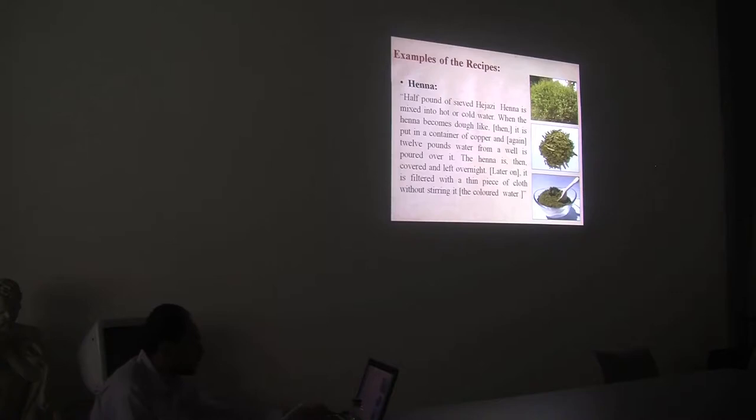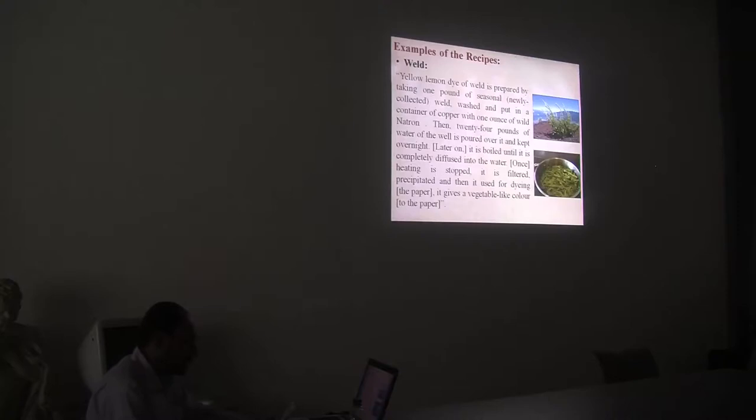The second example is weld, where yellow lemon dye of weld is prepared by taking 1 pound of seasonal newly collected weld, washed and put in a container of copper with 1 ounce of wild natron. Wild natron is like a mixed salt. It's like calcium carbonate, sodium chloride, and usually they extract it from a specific area in Egypt, about 30 kilometers north of Cairo. It's called Natron Valley, where they could find the salt naturally, and they collected it from there.